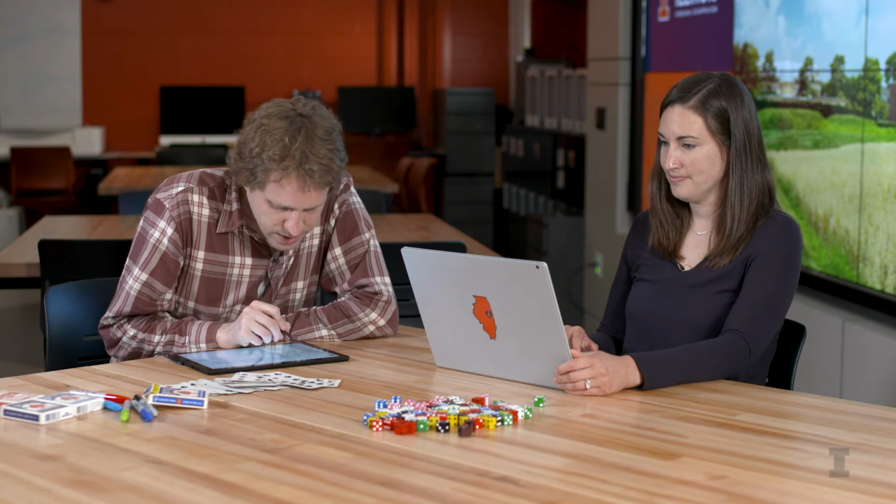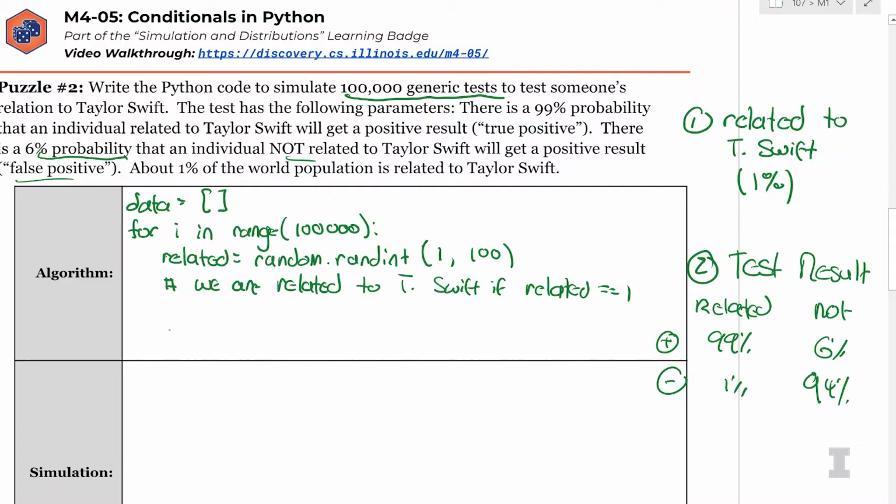And then the second bit is if we are related to Taylor Swift, we have a different outcome than if we're not. So I'm going to say if related is equal to 1. And this is if we are related to Taylor Swift. Then I'm going to call this a test result is equal to random.randint 1 through 100 again.